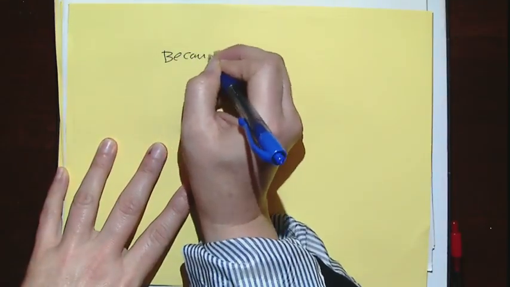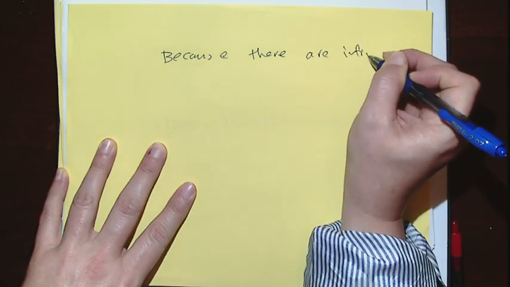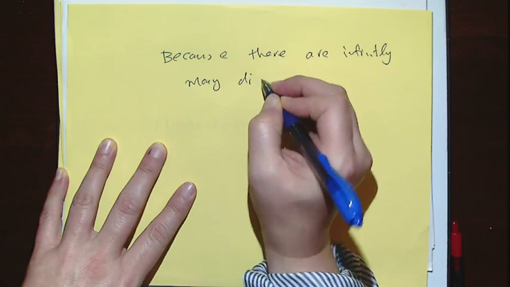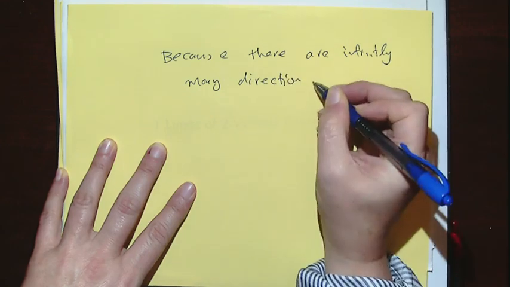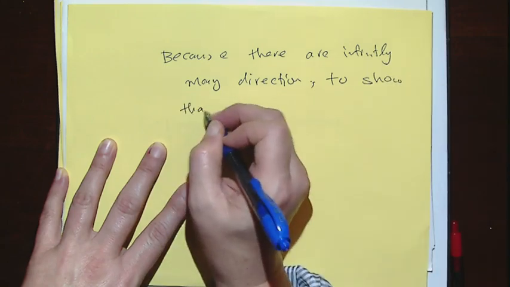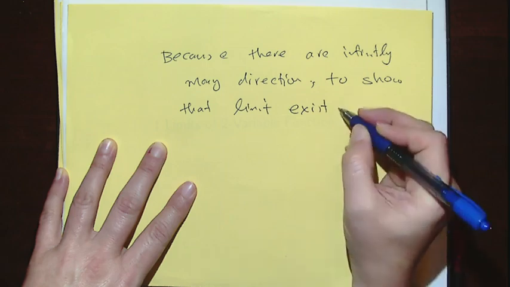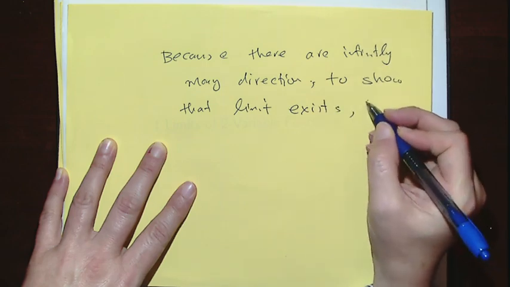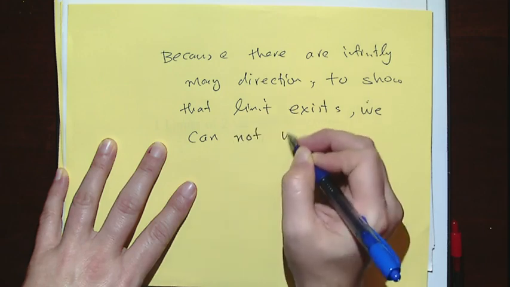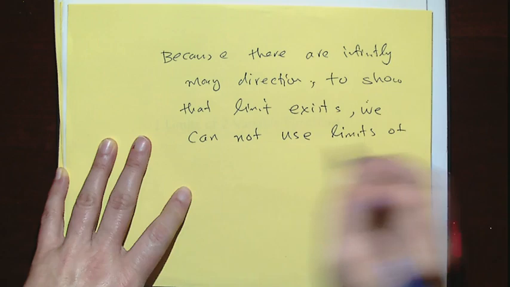Because there are infinitely many directions to show that a limit exists, we cannot use limits of the paths.